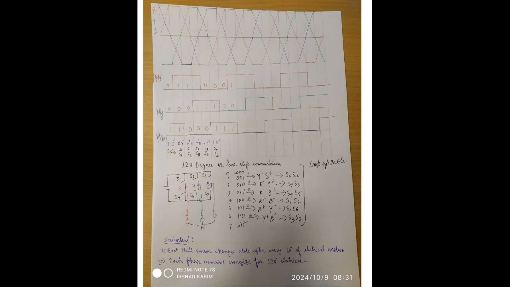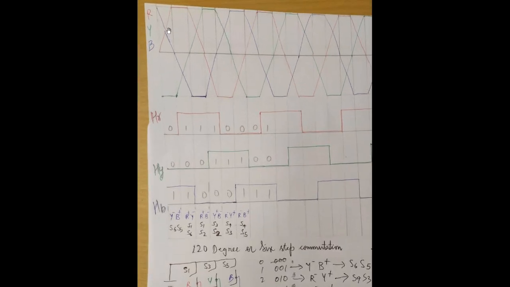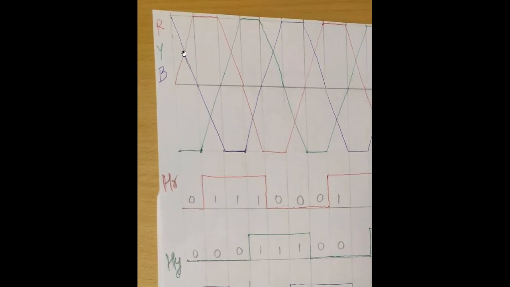Hi. So we are going to see the commutation logic of a three-phase BLDC motor where the back EMF from the stator winding is trapezoidal. Here you can see that the three-phase back EMF is represented by red color, Y phase is represented by green color, and blue phase is represented by alphabet B and color blue.